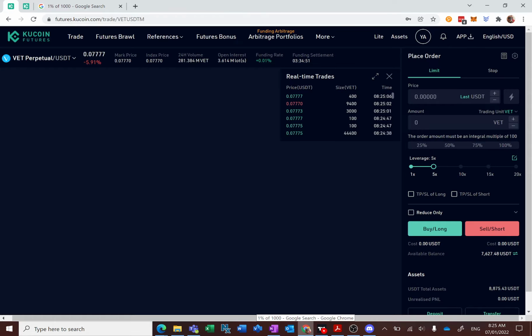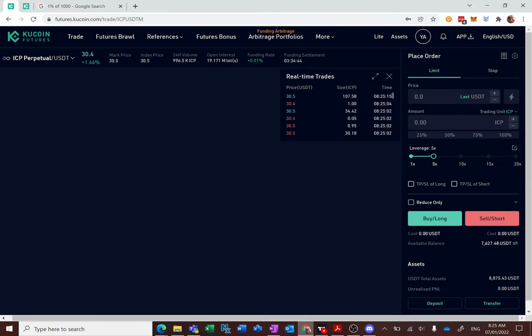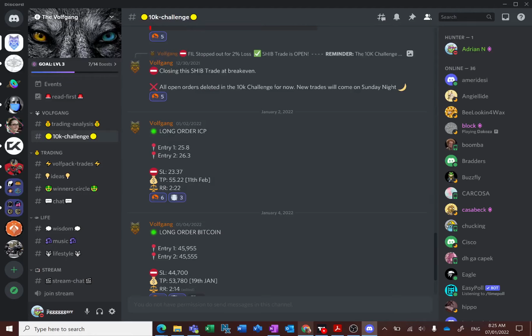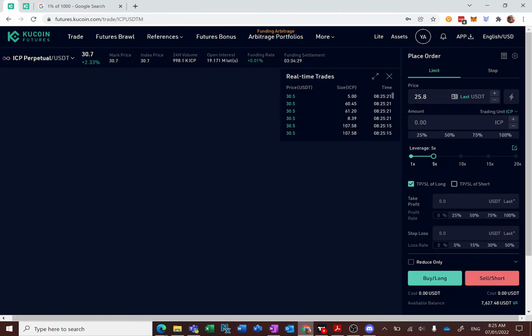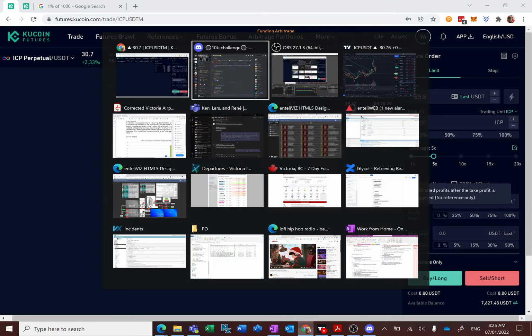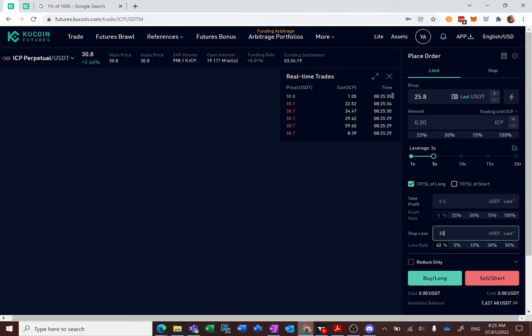We're going to go to ICP, bring up ICP, and set the price in here. Our first entry is 25.8. Right now I've got the leverage set at 5. We're going to click the take profit stop loss of long, because we're doing a long in this particular case, and enter the stop loss in here. Wolf has the stop loss at 23.37. I can't even put the 7 actually, it only goes to one decimal place.